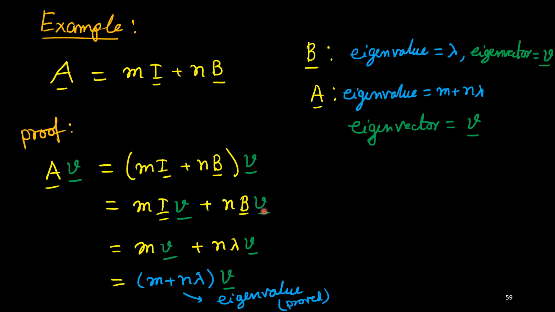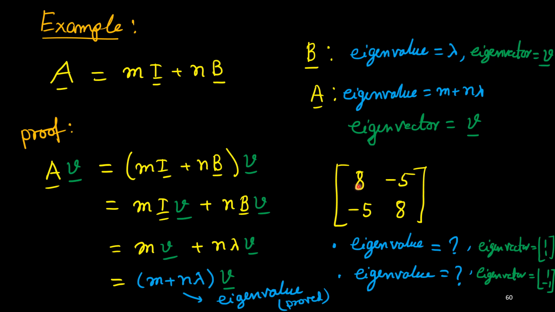But for this thing BV, if V is the eigenvector of B matrix, then we can replace this thing BV as lambda times V. So now we can take common these V vectors. So it is M plus n lambda times V. So if I multiply small v vector with A, then you will get the same vector V with scalar multiplication M plus n lambda. Thus, this is nothing but the eigenvalue, M plus n lambda. So this is true. This is proved.